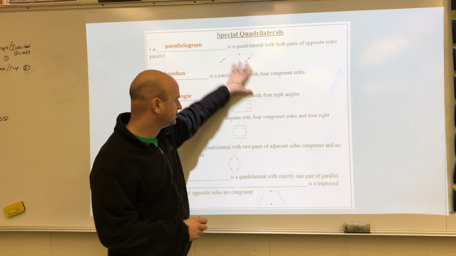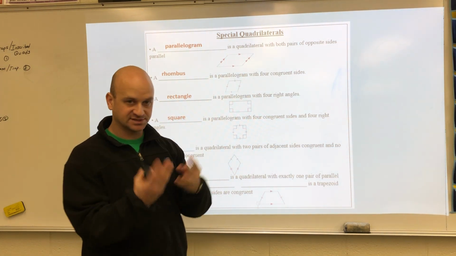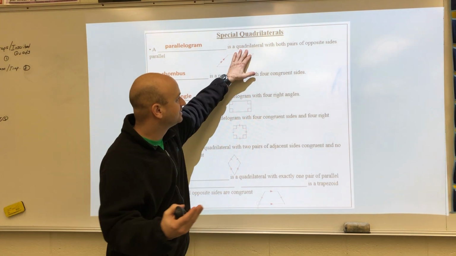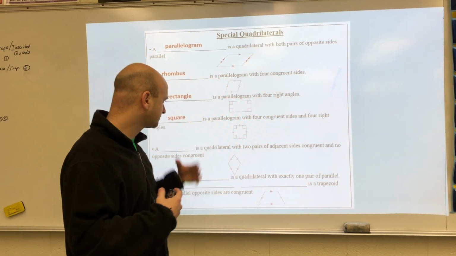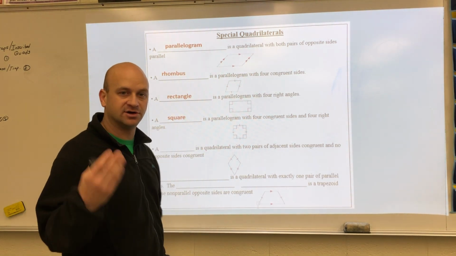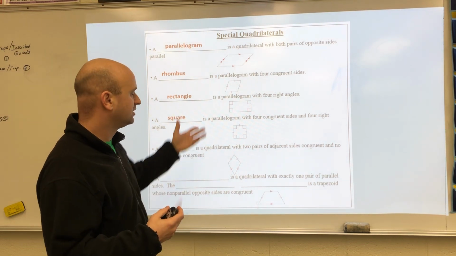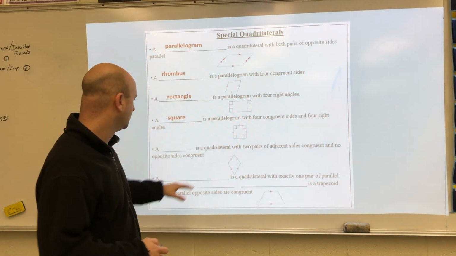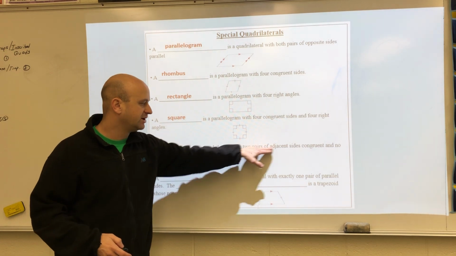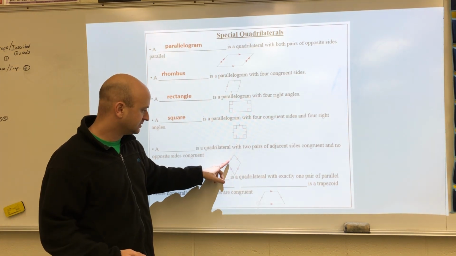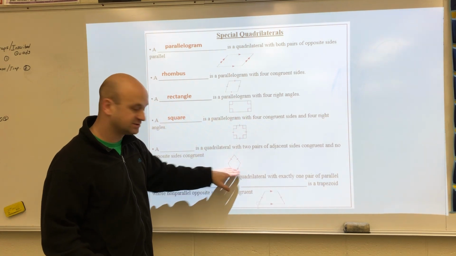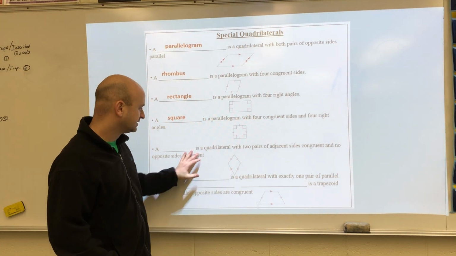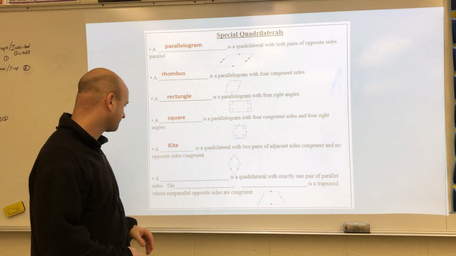So right now you see that we start off with a 4-sided shape, and then we add parallel sides, and then we add congruent sides and right angles. And we have a list now of special quadrilaterals. All right, if we have a quadrilateral that has 2 pairs of adjacent sides, so in this case, these 2 sides are adjacent, these 2 sides are adjacent, and they're congruent, this is going to be called a kite.